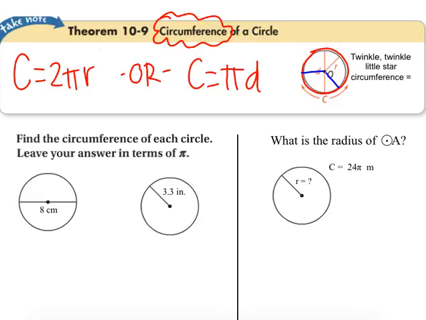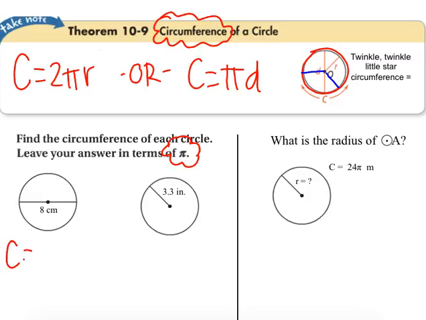And a way you can remember this is twinkle, twinkle, little star, circumference is 2 pi r. That is a quick little way to remember the formula for the circumference of a circle. So let's try a few of these. Find the circumference of each circle. Leave your answers in terms of pi. Remember, pi is just a specific number, 3.14, and it goes on forever. Also a key on your calculator.